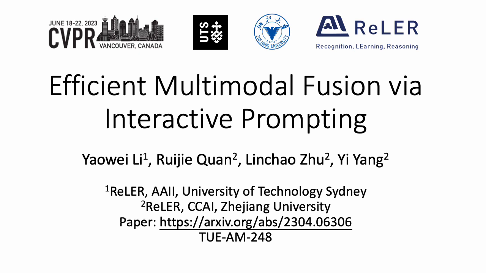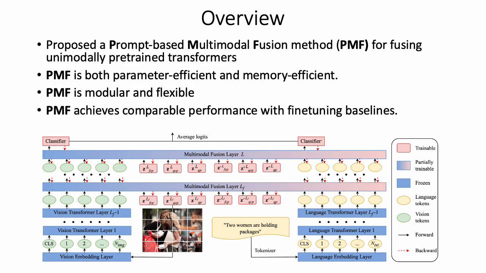Today I'm going to talk about our paper accepted in CVPR 2023, Efficient Multimodal Fusion via Interactive Prompting. We propose a prompt-based multimodal fusion method for fusing unimodally pre-trained transformers called PMF. PMF is both parameter efficient and memory efficient.